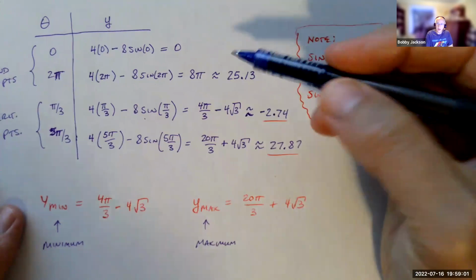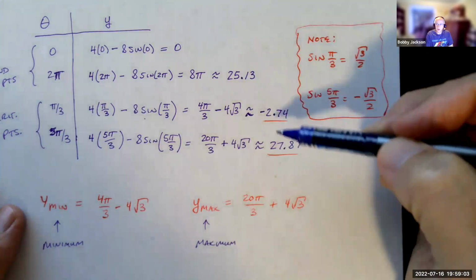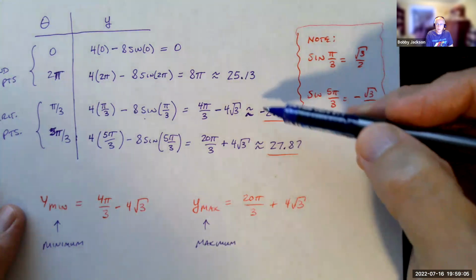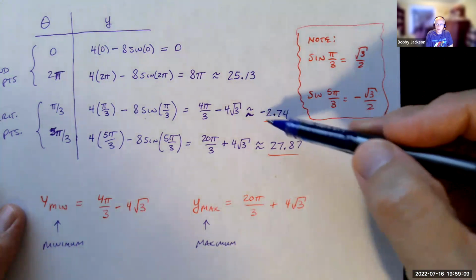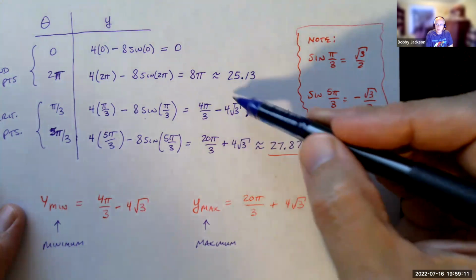So now we have our list of potential candidates. One of these is the max and one is the minimum. Well, what's the minimum? It's the smallest number. The smallest number, of course, is the negative 2.74. So this is our minimum.